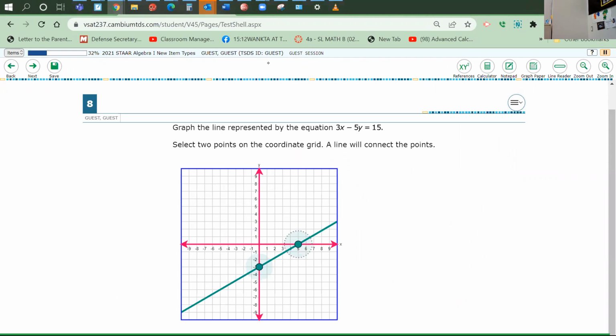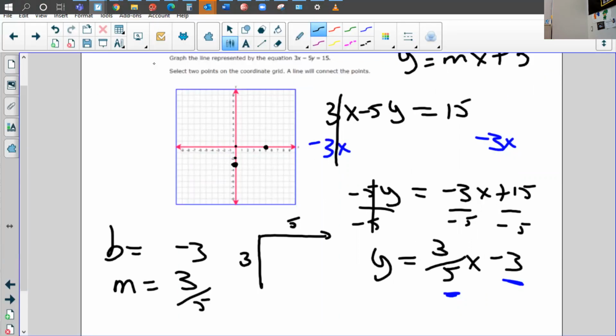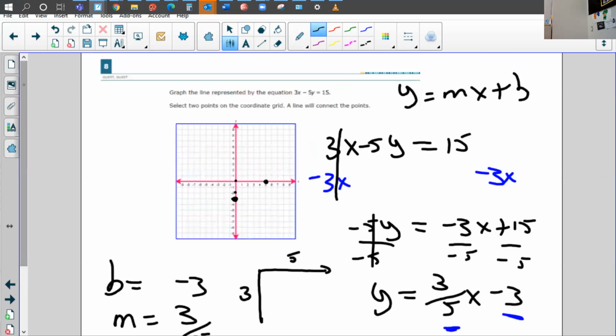All right. Now, the other way I was saying you guys could do this, and some of you guys can probably handle this. The equation is in standard form, right? This is my A, that's my B, and that's my C. So if you remember when we did this some time ago, this is only for standard form. The x-intercept is going to be C over A, and the y-intercept is C over B.